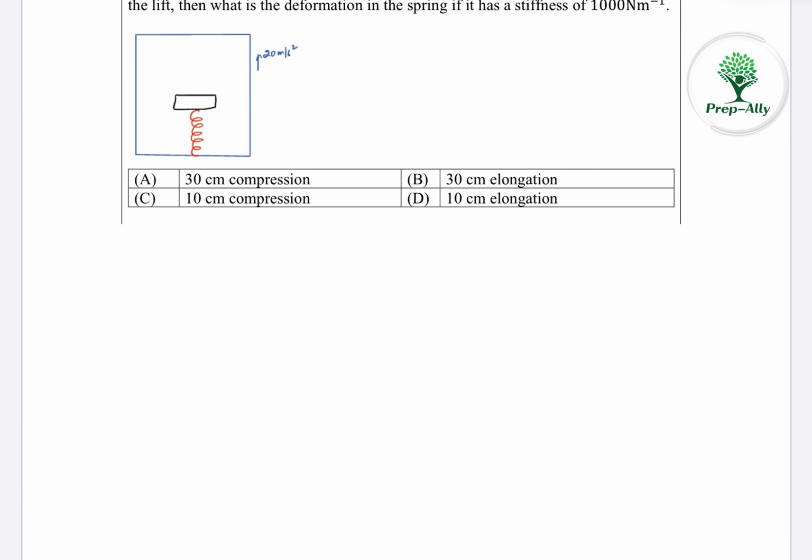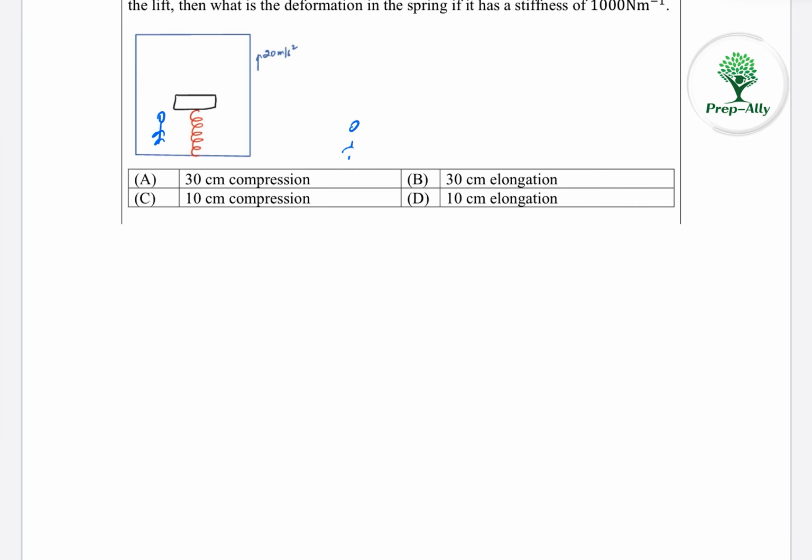Consider lift accelerating as shown in the figure. If the 10 kg block is at rest inside the lift, then what is the deformation in the spring if it has a stiffness of 1000 Newton per meter, right? Now, because the lift is going up, this block also has to go up. So you are standing outside and looking at the lift, then obviously the lift is going up, the block also is going up. But if you imagine yourself standing inside the lift, you are going up with the lift, but the block will appear to be at rest with respect to you.